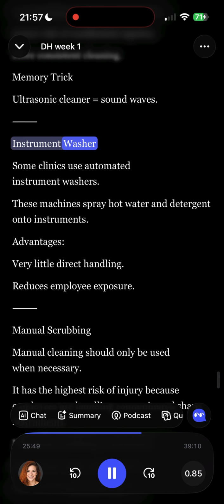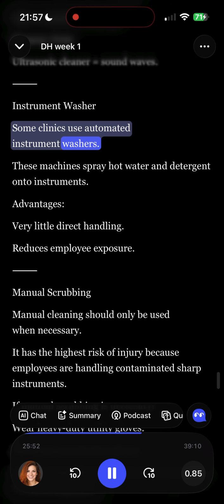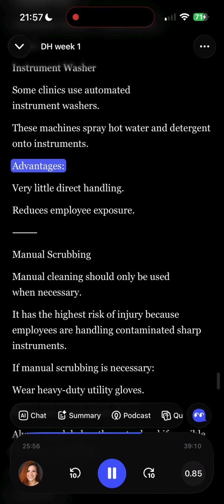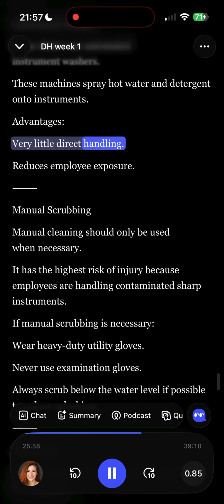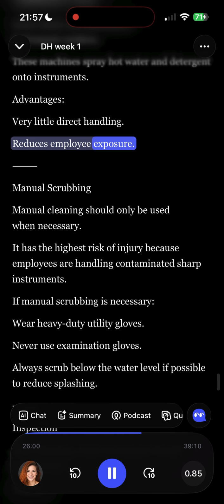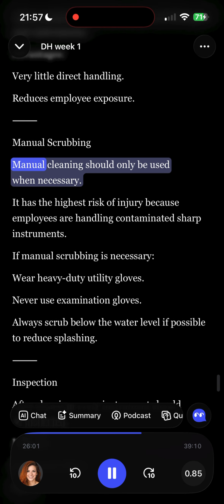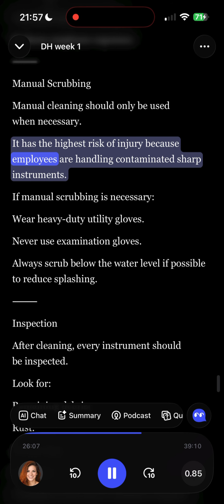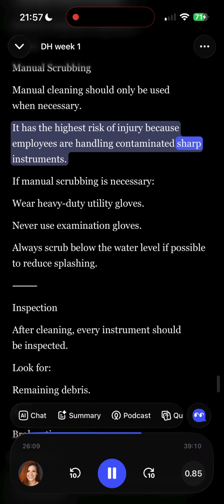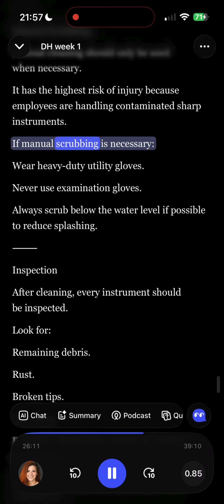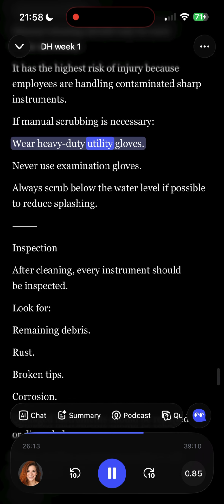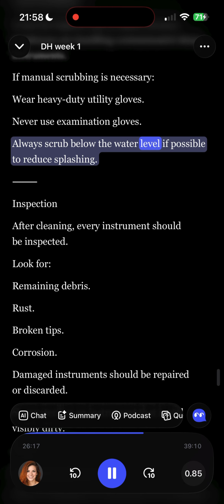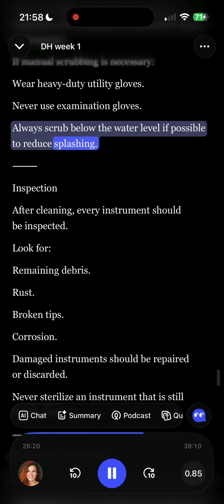Instrument washer. Some clinics use automated instrument washers. These machines spray hot water and detergent onto instruments. Advantages: very little direct handling and reduced employee exposure. Manual scrubbing. Manual cleaning should only be used when necessary. It has the highest risk of injury because employees are handling contaminated sharp instruments. If manual scrubbing is necessary, wear heavy-duty utility gloves. Never use examination gloves. Always scrub below the water level if possible to reduce splashing.